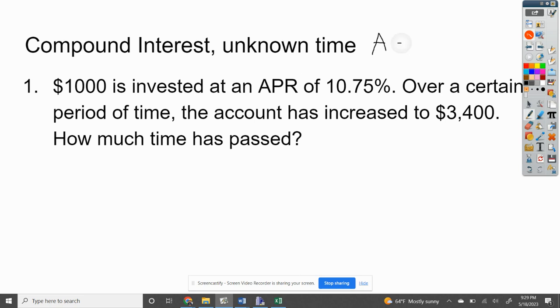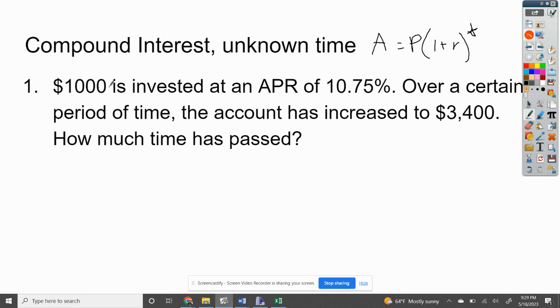So let's write our formula down here. A equals P times (1 plus R) raised to the power of T. That's a T, T for time. All right, so T is what we don't know, so that's going to be the exponent. Everything else we should know, though.